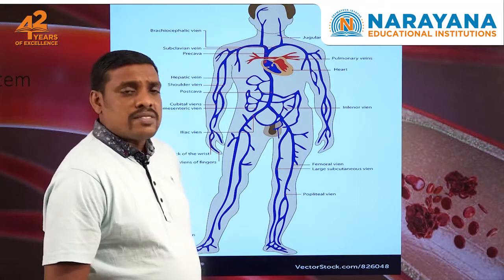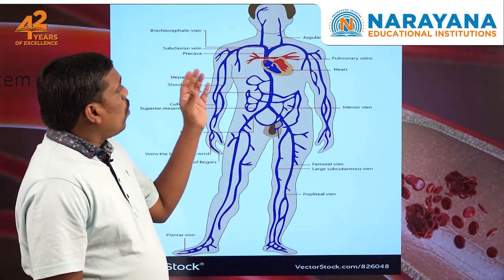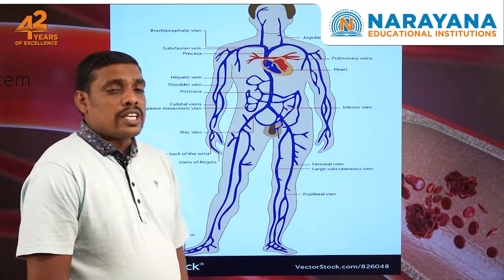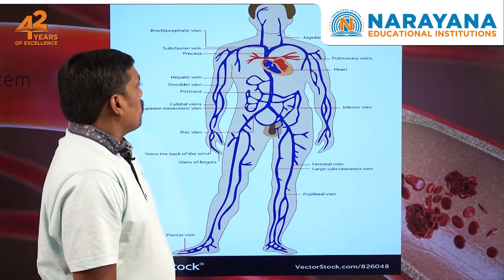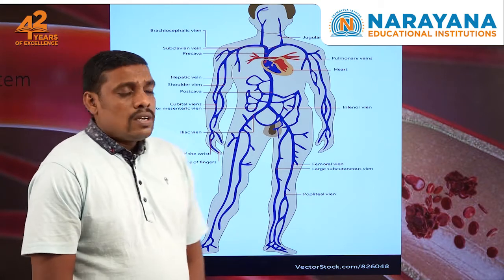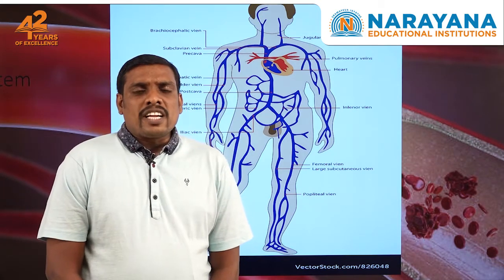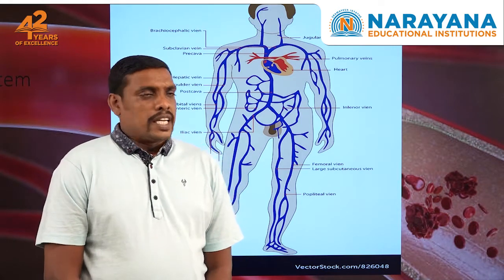The venous system generally looks like this. What are the various veins which originate from the superior vena cava and inferior vena cava? From the superior vena cava, you can see the brachiocephalic veins and the subclavian veins. The precaval veins are nothing but the superior vena cava, and the postcaval veins are nothing but the inferior vena cava.